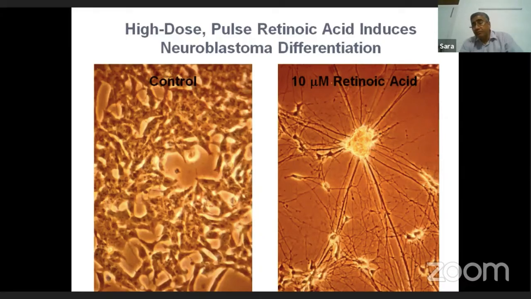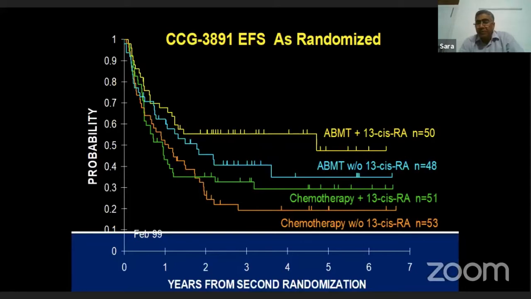Cis-retinoic acid is a congener of vitamin A, which differentiates neuroblastoma cells into normal ganglionic cells or normal neuronal cells. So this was added to the treatment of high-risk neuroblastomas, and this is the work of Catherine Nathe from US. So this was a randomized controlled trial in which all children with high-risk neuroblastoma who have poor outcome were offered, after initial chemotherapy, surgery, and radiotherapy, randomization to receive autologous stem cell transplant versus chemotherapy.